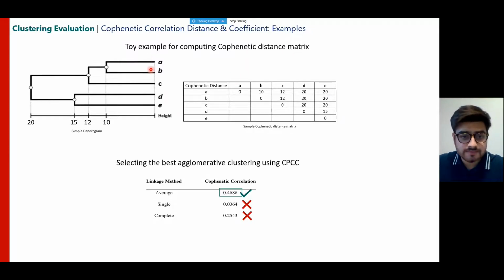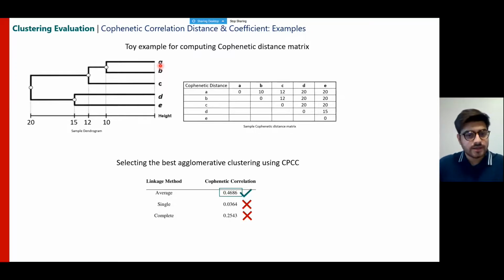We first look at AB. We see that the distance between them is 10 when they are put in a cluster. So the distance between AB will be 10. We then see that they are merged with the point C at a distance of 12. So C is merged with B and A at a distance of 12. So the Copernic distance between C and B will be 12, and C and A will also be 12.